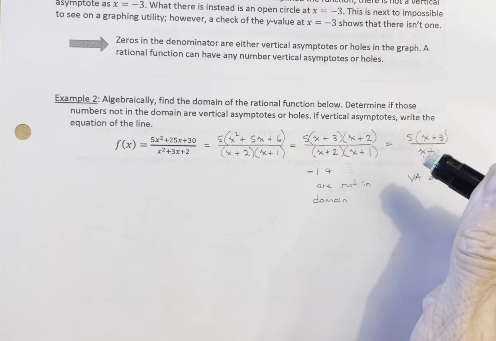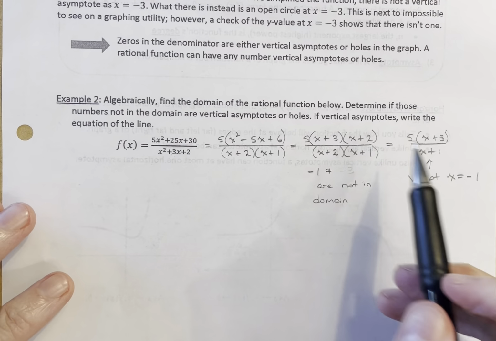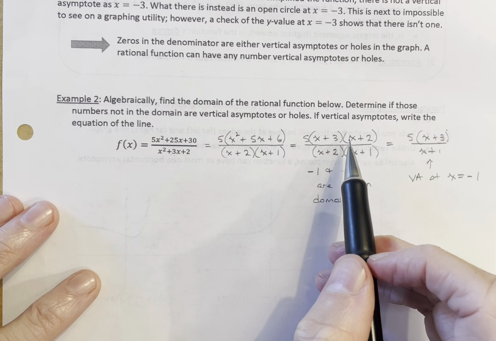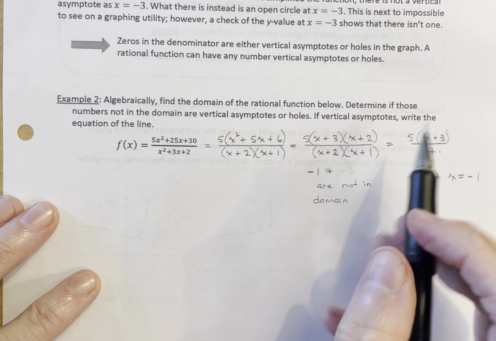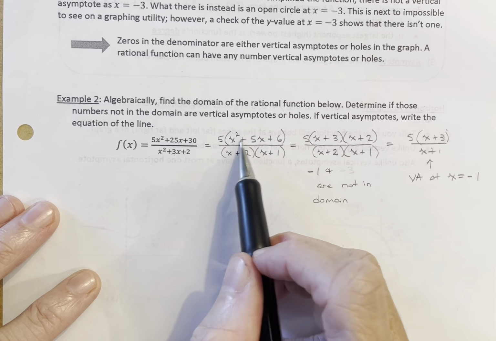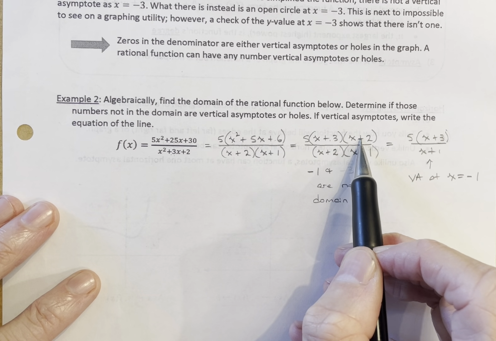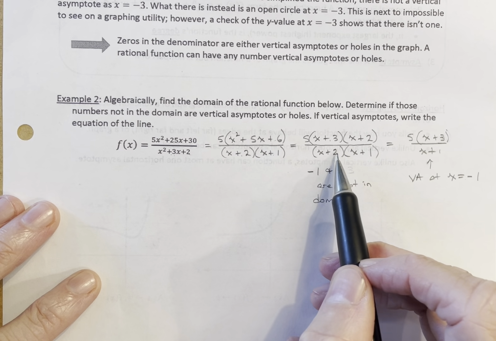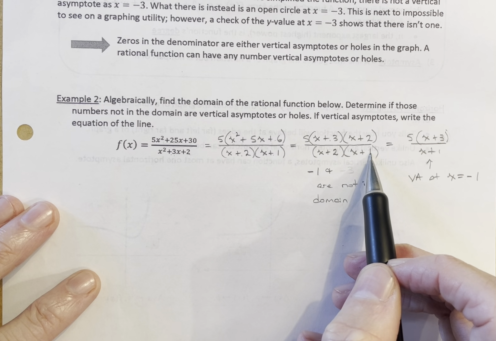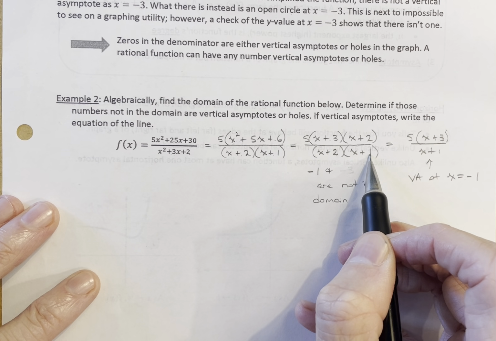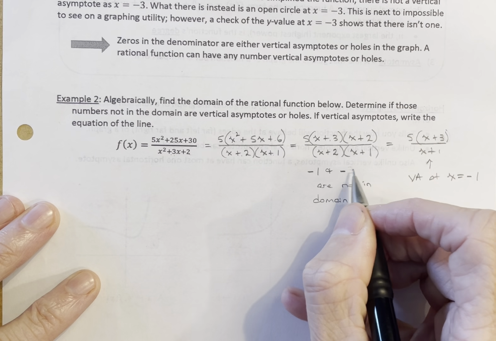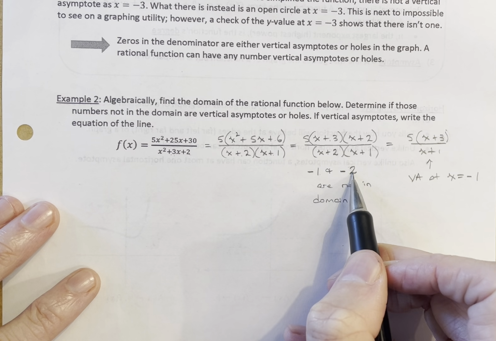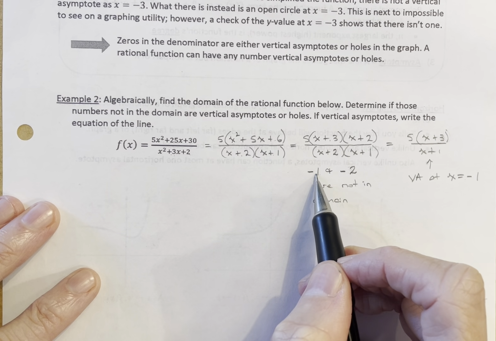Let's go back to here. I goofed up when I did my factoring, when I copied my factor over. Let's repeat this a little bit so we're all on the same page. I factored this quadratic and I got x plus 3 times x plus 2. This quadratic factored to x plus 2 times x plus 1. And so -1 is a zero and, whoops, this is a -2. Sorry about that. So the two numbers that are not in the domain are x equals -1 and x equals -2.